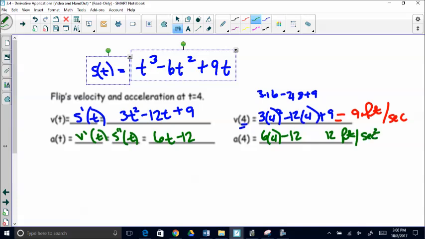So acceleration always has squared on the bottom, because remember, we're finding the derivative with respect to time again, but only with respect to time, not with respect to the distance.